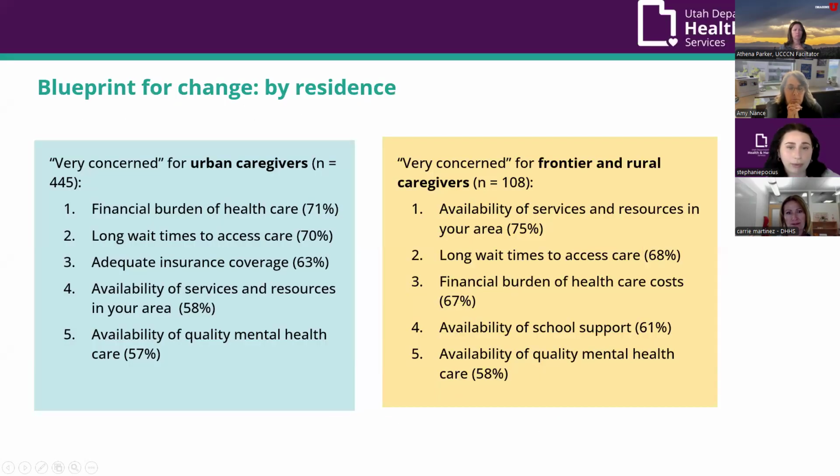We also looked at top levels of concern by residence. So urban caregivers tended to be more concerned about financial burden and insurance coverage, while rural and frontier caregivers were more concerned about availability of resources and services and long wait times to access care.